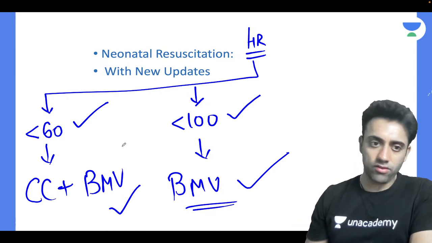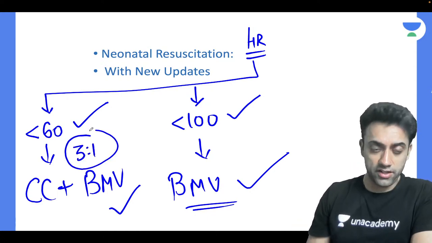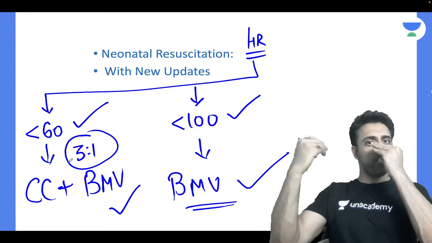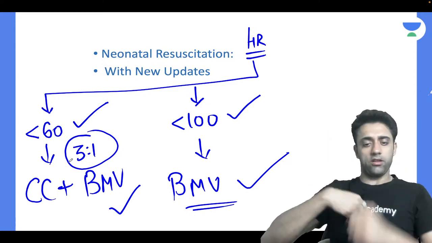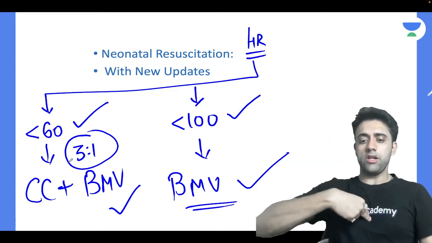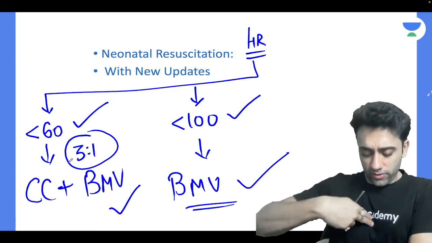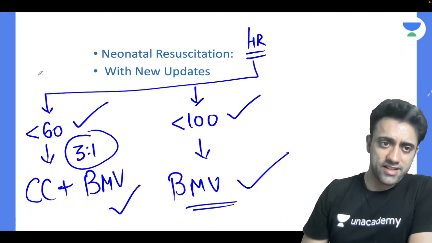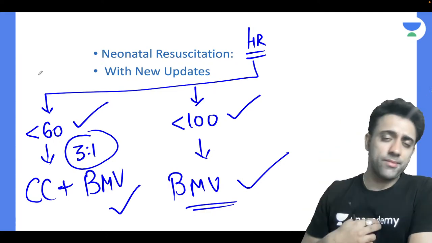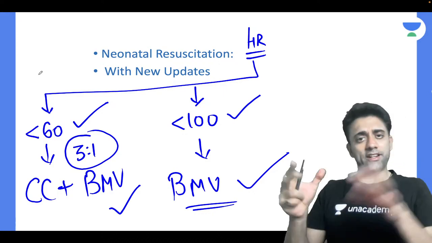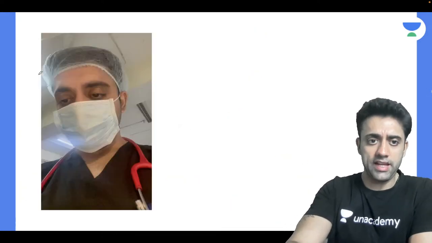As he has already told, the ratio is nothing but 3:1. So 1 2 3 1, 1 2 3 1, 1 2 3 1, like that. So I'm doing this 1 2 3, bro. I used my finger here. Is the finger technique better or the thumb technique better? Can you quickly answer this point?